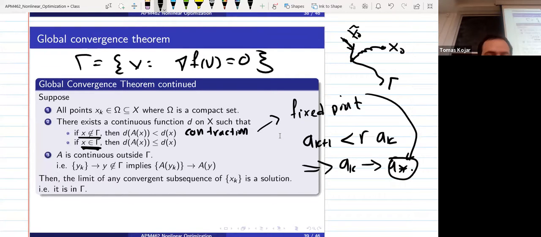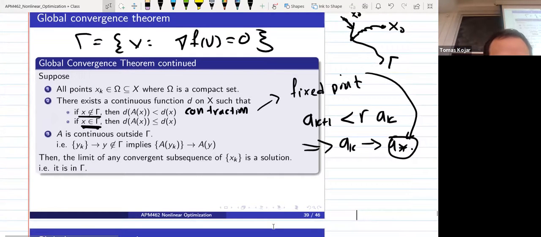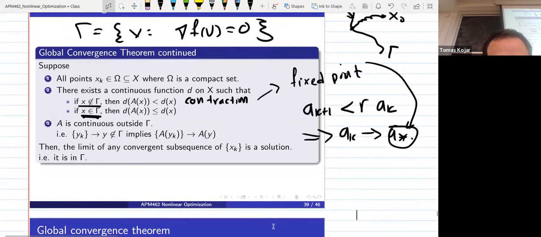Okay, all right, good. What else? Yeah, you need continuity, so you don't want your algorithm to jump. Maybe you do, but not for this result. What else? Then the limit of any convergent subsequence is a solution.